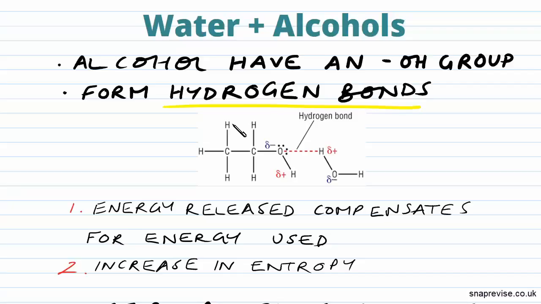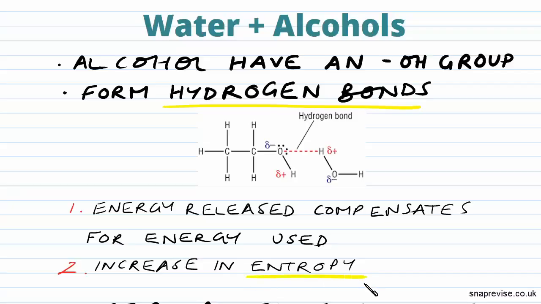What we mean by that is that the energy released when the hydrogen bonds are formed compensates for the breaking of the bonds between the water molecules. You have to break the hydrogen bonds between the water molecules, and you have to break the hydrogen bonds between the alcohol molecules. There's also an increase in entropy.